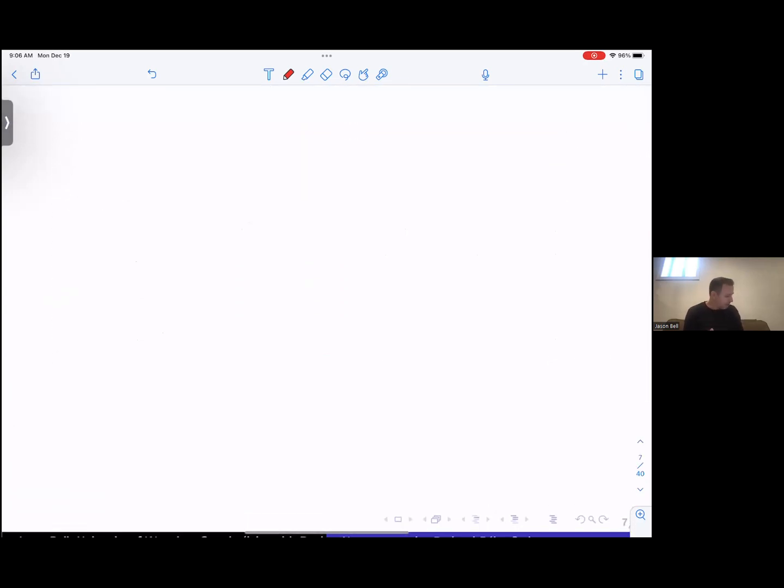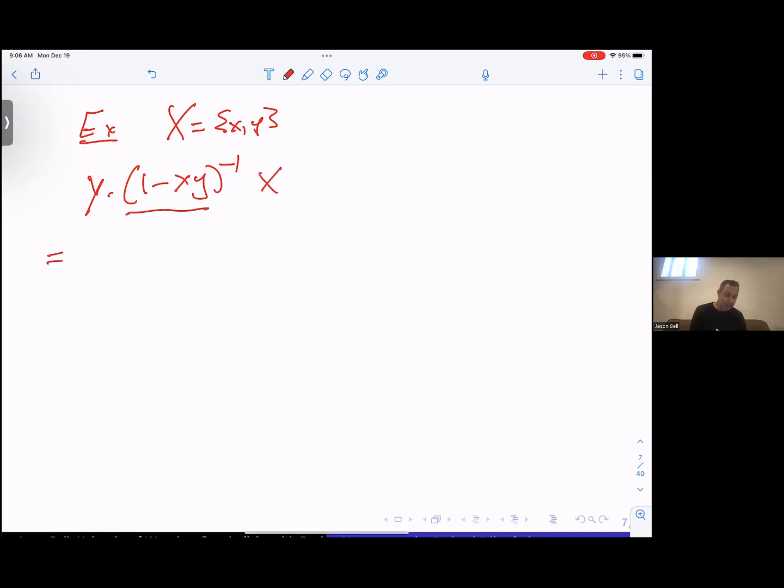For some reason, I want to do an example of this. Okay, let's just do this example. If we look at our alphabet as X, Y, then if I take something like this, I can see that this is built up from these operations. I'm using multiplication, multiplication and addition, and then the inverse.